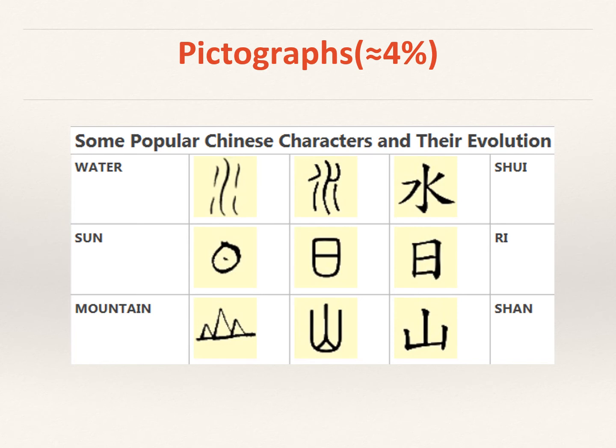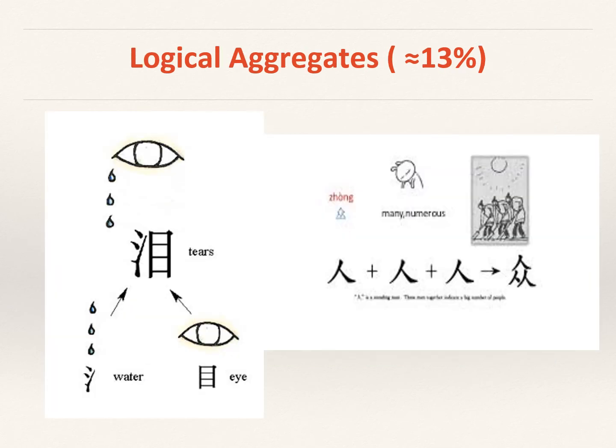Don't panic. The Chinese characters are a very logical system. Some of them are directly developed from their form, like water, sun, mountain here. And others are some logical aggregates. Here you have an eye and you have water, and combined together it means tears. So if you know the logic behind each character, learning Chinese characters will become quite fun. Not easy, but it also brings a lot of sense.